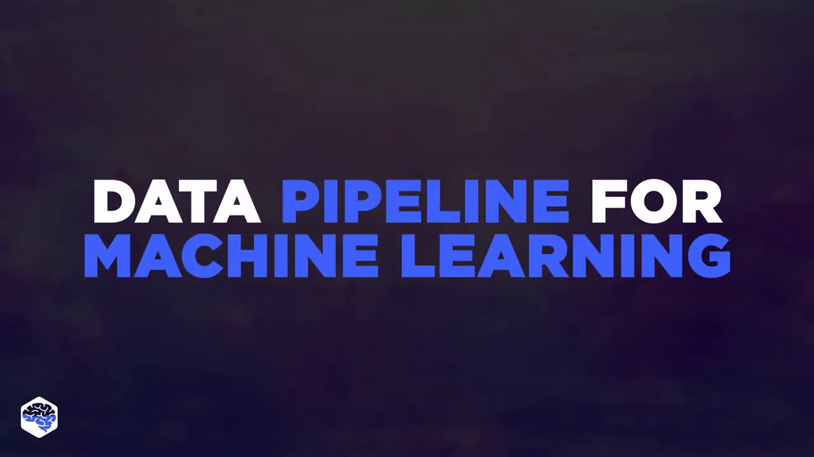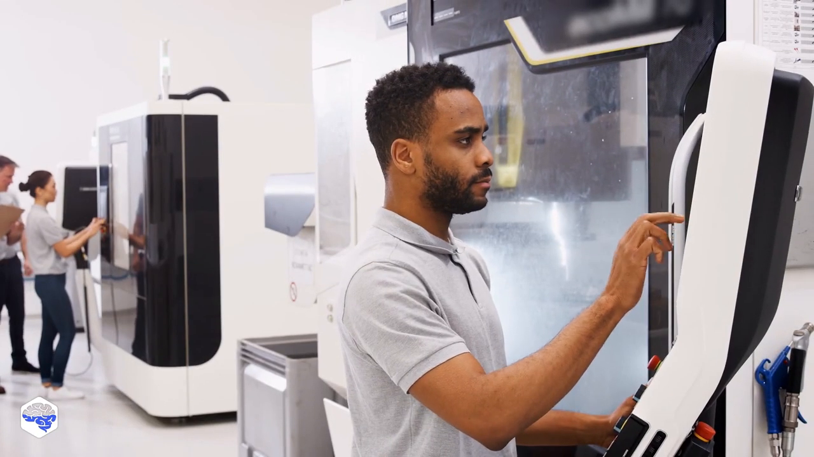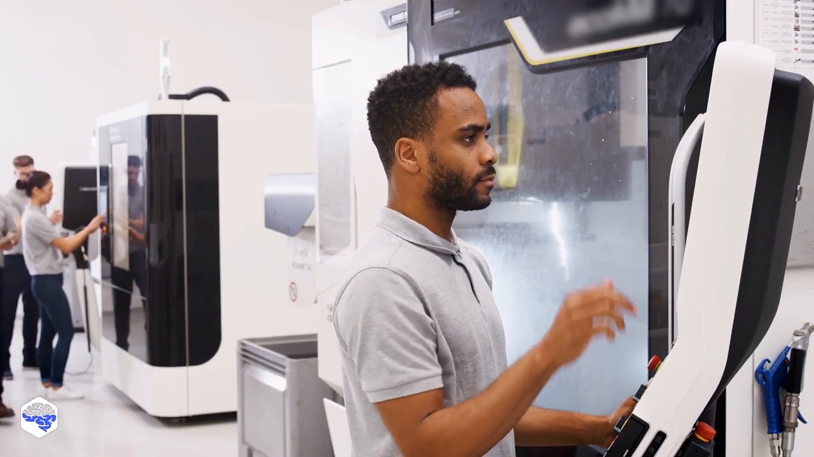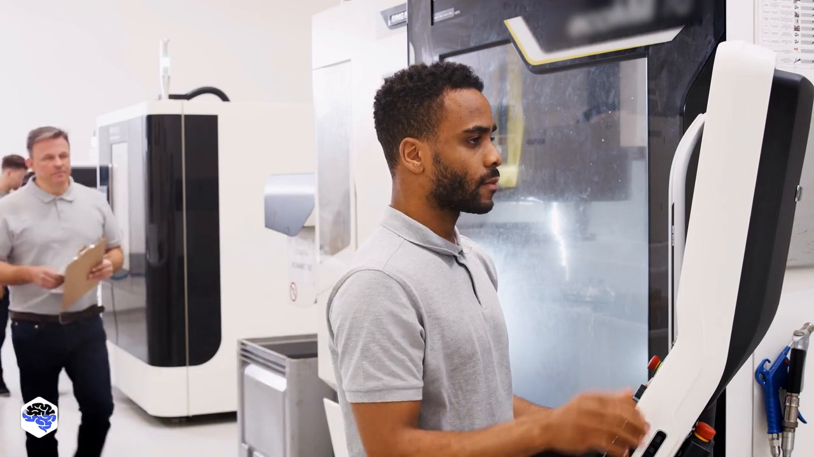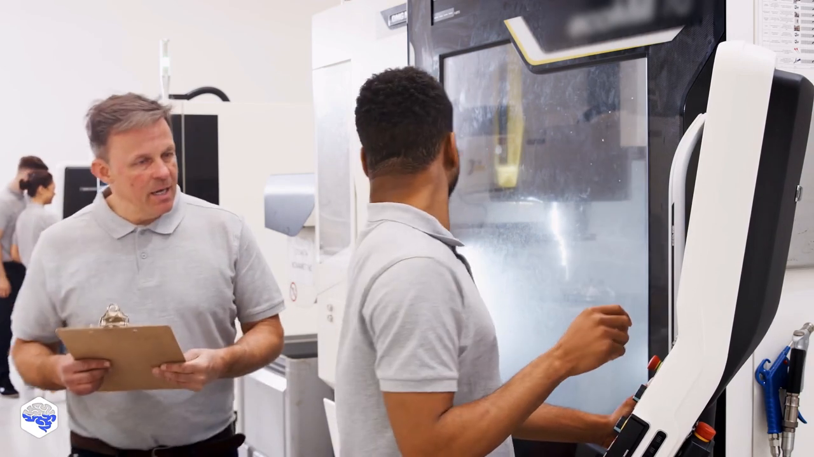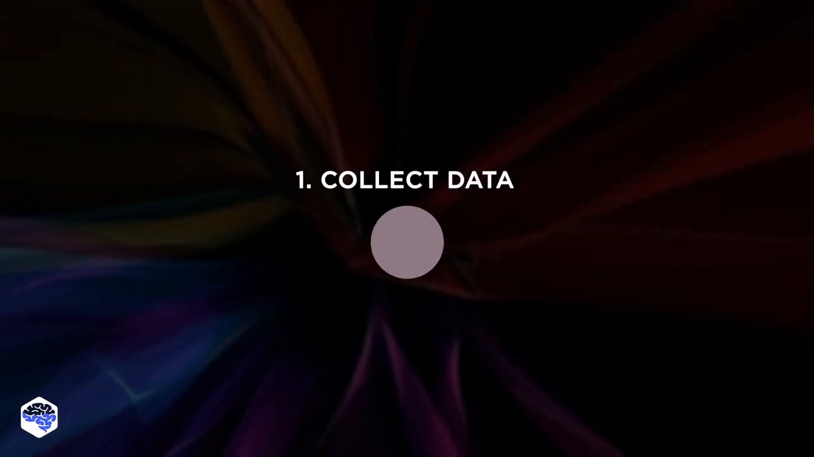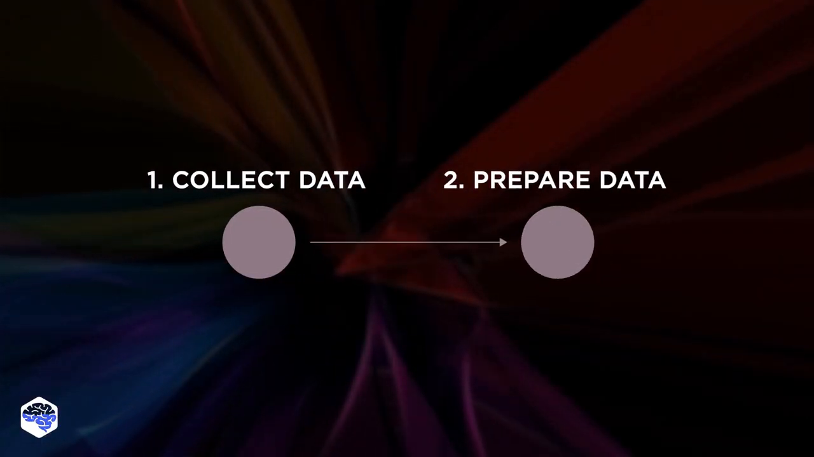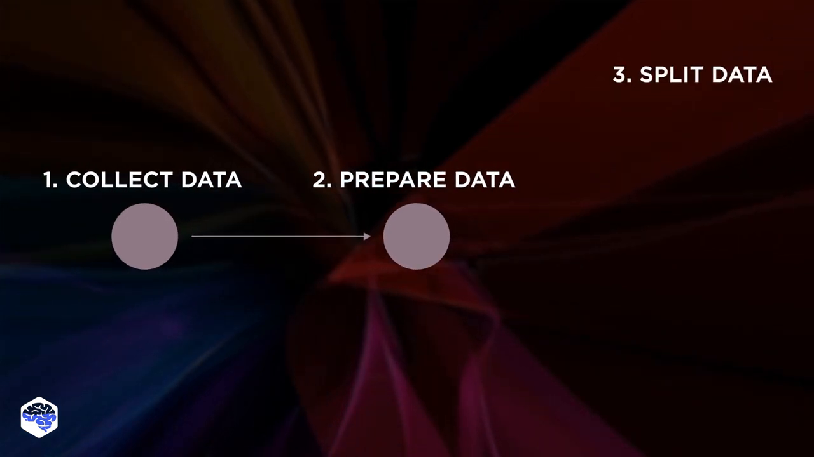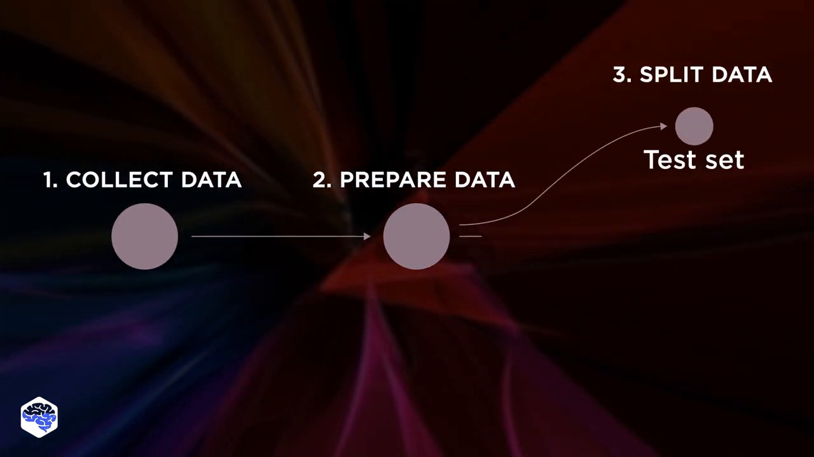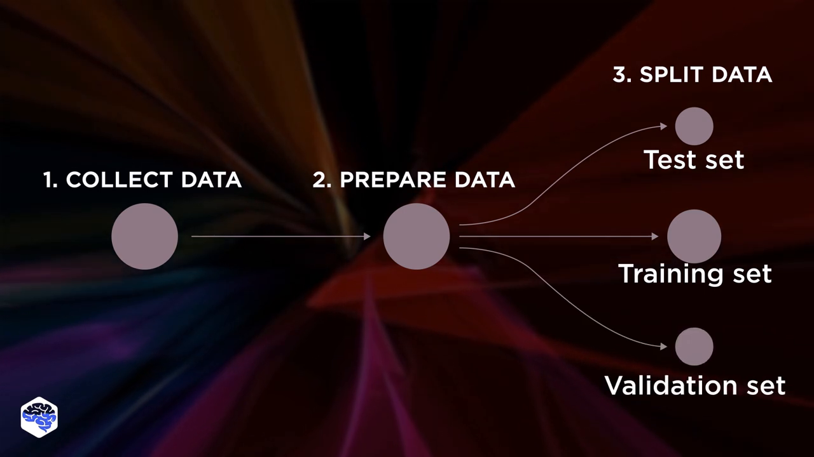Data Pipeline is widely used for machine learning. The pipelines are used to automate the training workflow and to prepare the data for training. We are excited to share Jelvix's 6 simple steps of how to build a data pipeline in machine learning. So, step 1 is data collection. Step 2 is data preparation. Step 3 is splitting the data into test set, training set, and validation set.